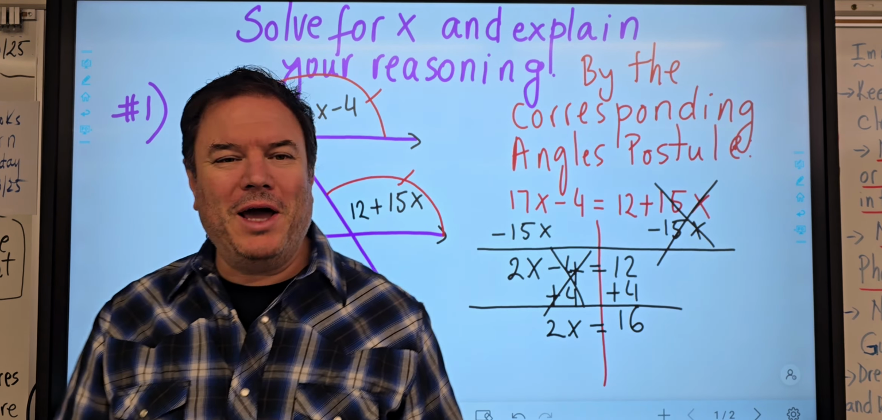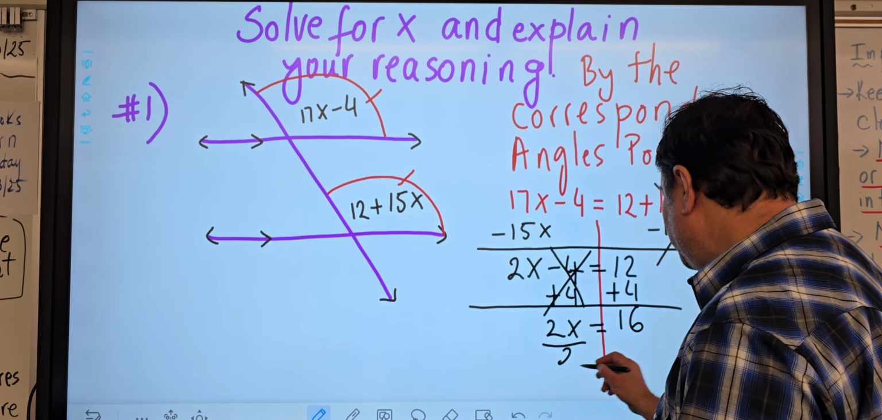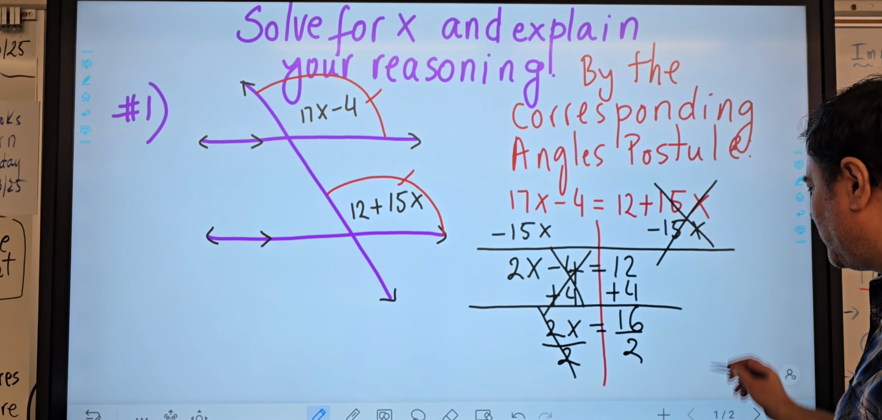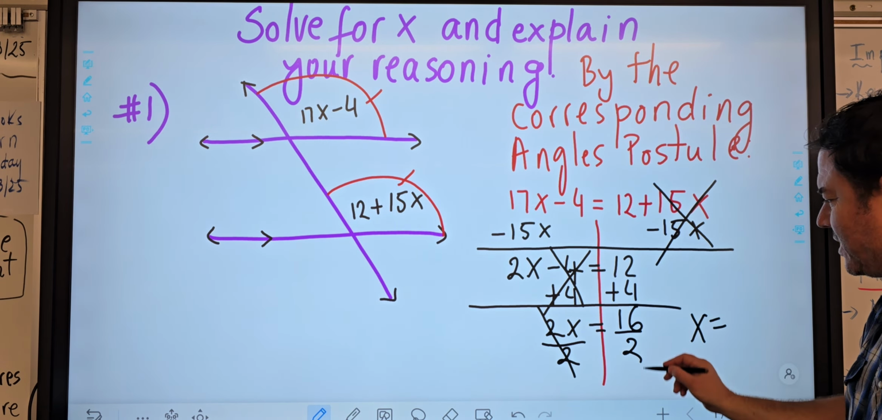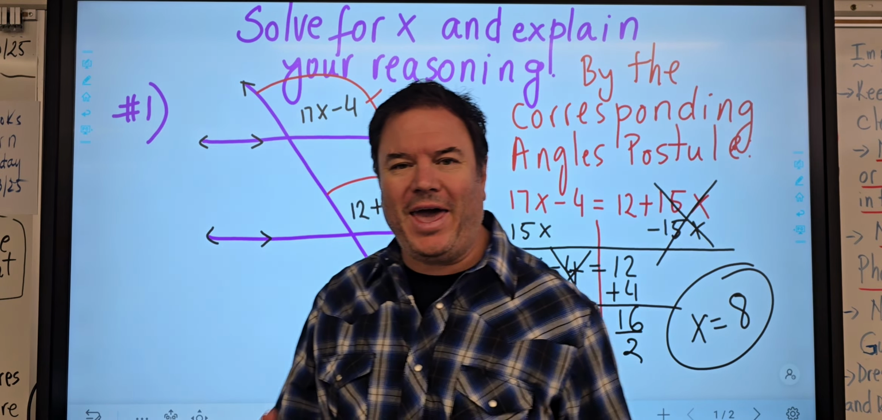And now finally we have to divide both sides by 2 in order for us to solve for x. That cancels out and becomes 1x. So x equals 16 divided by 2, which is 8. So we got the value of x.